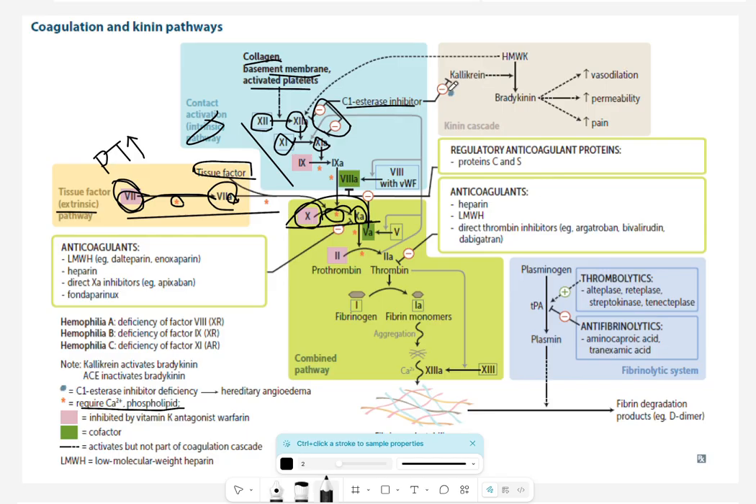Now the C1 esterase inhibitor, what does it basically do? It is a regulatory protein that acts like the brake on parts of the complement and coagulation systems. What does it inhibit? It inhibits the factor 12A. It also inhibits the kallikrein. We'll look at the kinin cascade later. This is called the kinin cascade. We'll look at it later on.